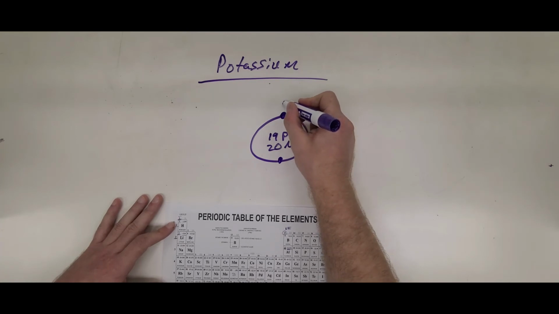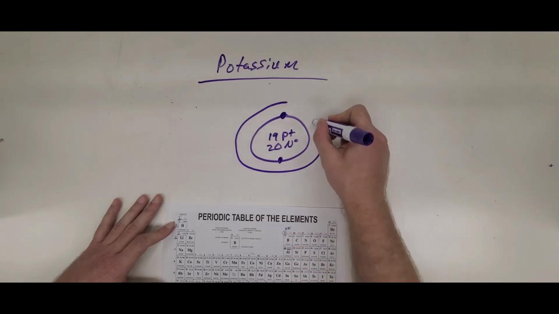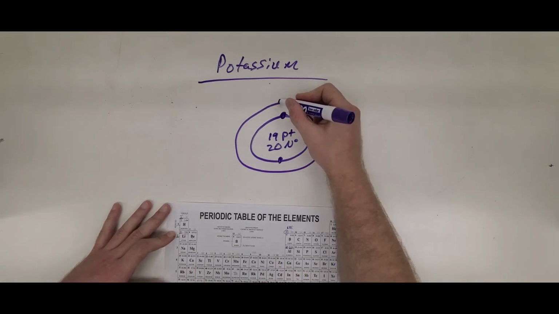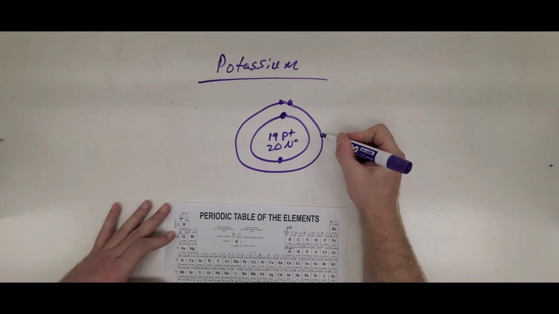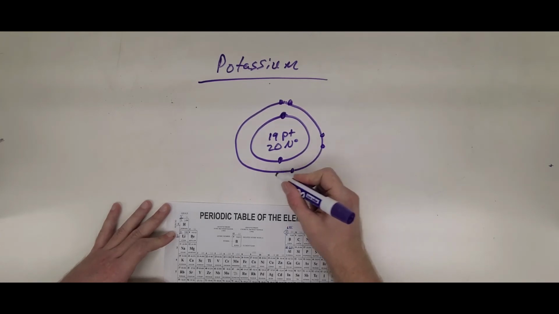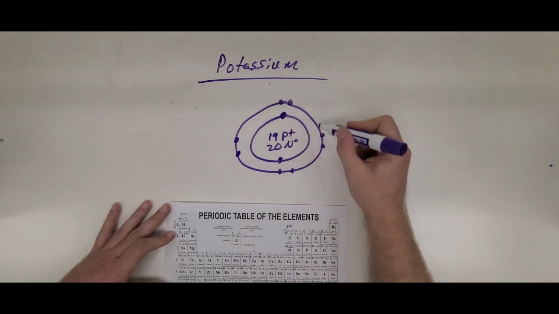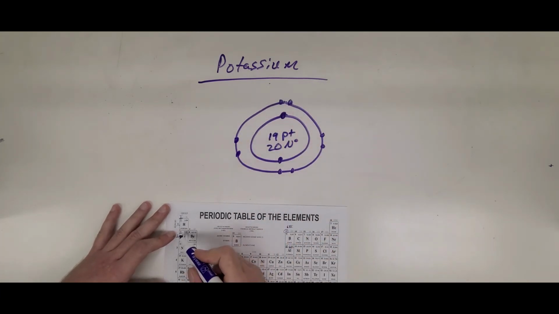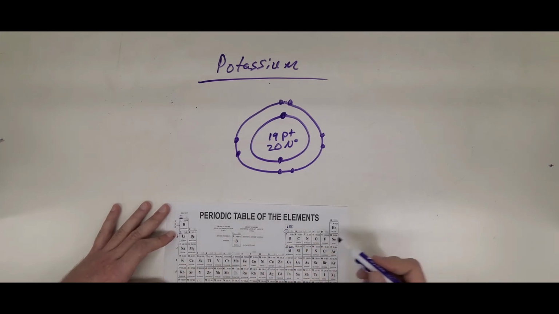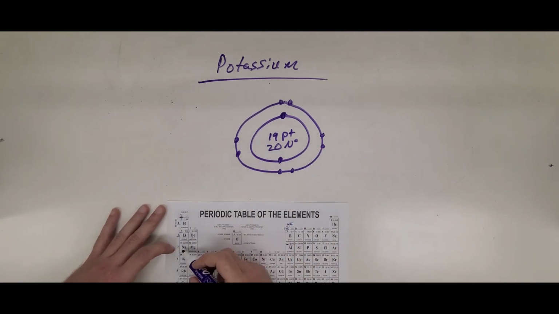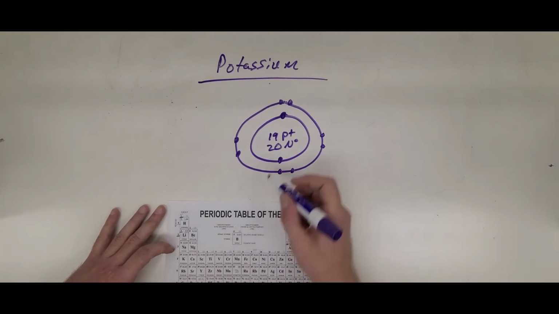We've got a second energy level now. There are 1, 2, 3, 4, 5, 6, 7, 8 electrons. We have 8 electrons in this energy level because in this row there are 8 elements in this period. Okay, we got a third period, third row, before we get to potassium, so we got to draw that.